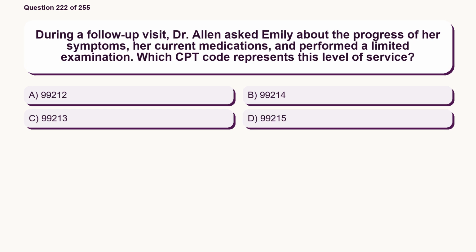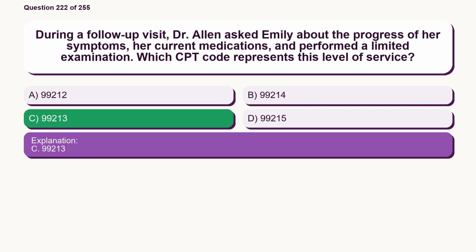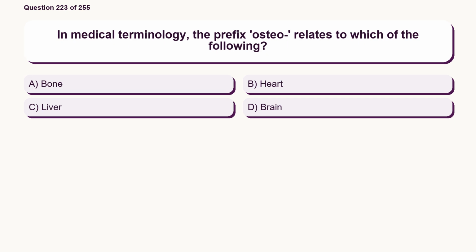During a follow-up visit, Dr. Allen asked Emily about the progress of her symptoms, her current medications, and performed a limited examination. Which CPT code represents this level of service? Option A, 99,212. Option B, 99,214. Option C, 99,213. Option D, 99,215. The correct answer is option C, 99,213. Question 223.